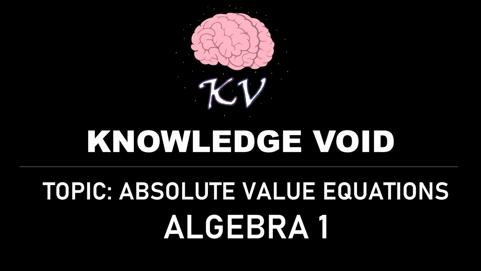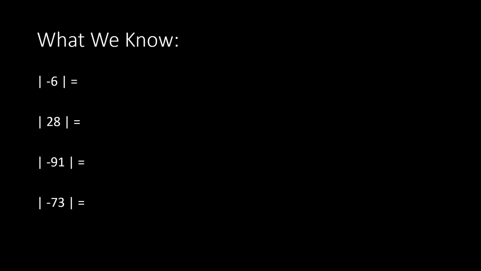This video's topic is going to be all about absolute value equations. The absolute value is a distance from zero. You probably already know the basics: if we have a negative number, the absolute value makes it positive, while a positive number stays positive. Here are a few examples that you probably already know how to solve, just to get a basic understanding of the concept we will get into later in this video.